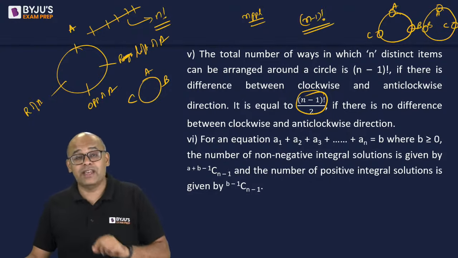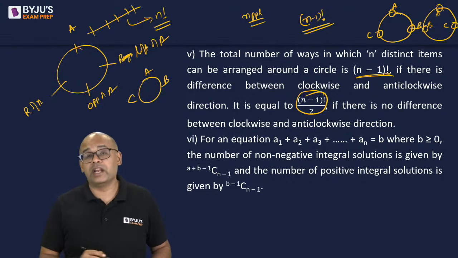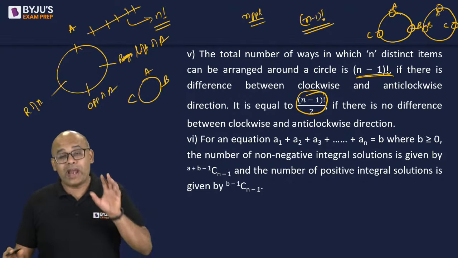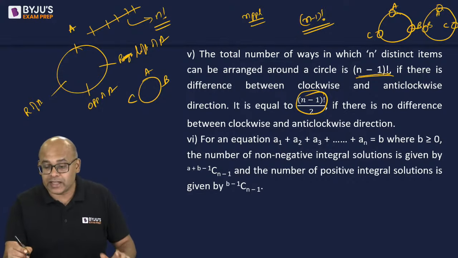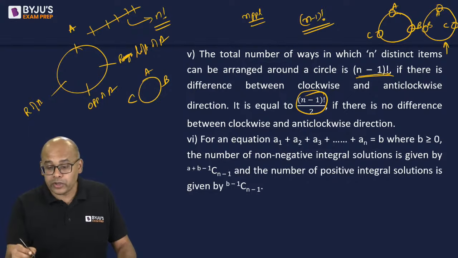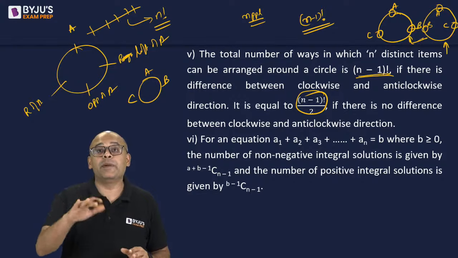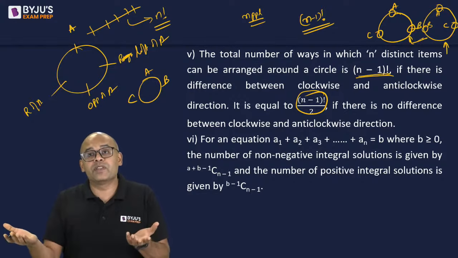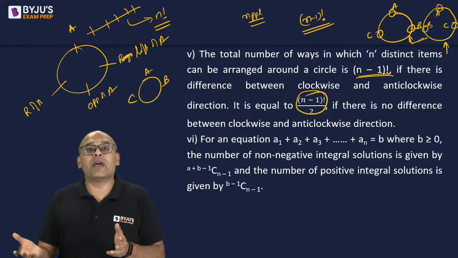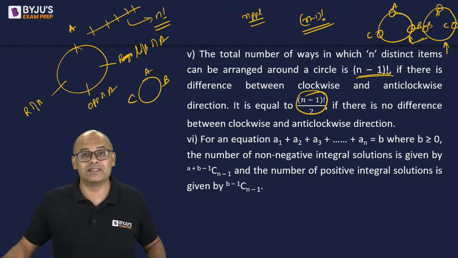So, in such a case, I don't need n minus 1 factorial arrangements. Why? Because one arrangement of ABC will give me the other arrangement, the BCA. So I don't need to count them both separately. One will give me both. Why? Because I can flip it. The moment I flip it, it becomes the other arrangement. Whereas in people, you can't say I'll flip people, right? People are sitting. You can't flip things when people are sitting.